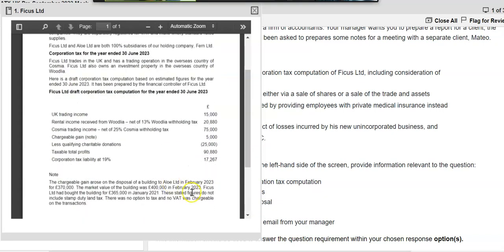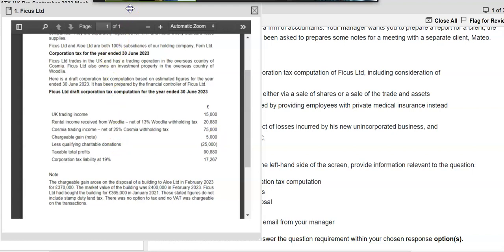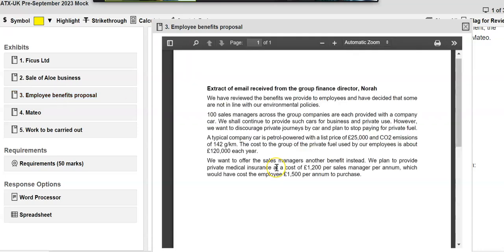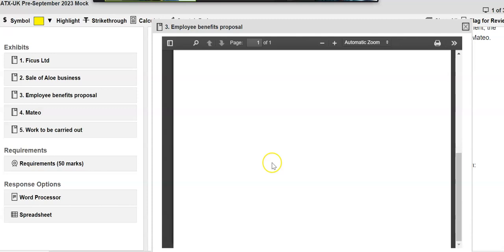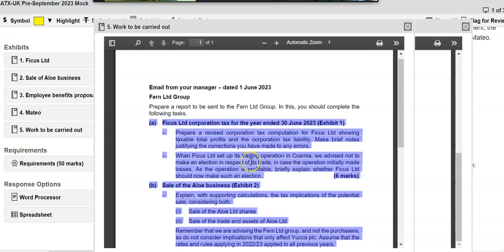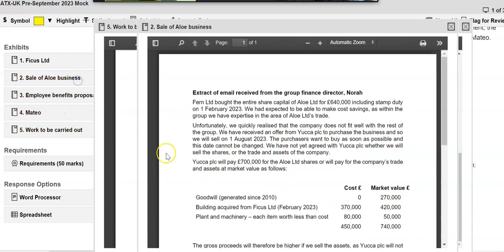Yeah, I can see one thing. Because the qualifying charitable donations was having an adjustment. A couple of other things, employment benefit proposals. Okay, so this second part is something to do with the permanent establishment. So we also have to write something about that as well.